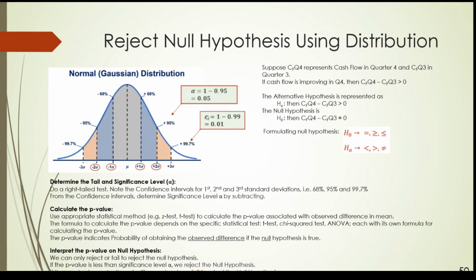If the p-value is less than the alpha, let's say our p-value is 0.005. 0.005 is less than alpha, 0.01. So we can reject the null hypothesis. If we reject the null hypothesis, that means the hypothesis is correct. If we fail to reject the null hypothesis, then the hypothesis is not correct.